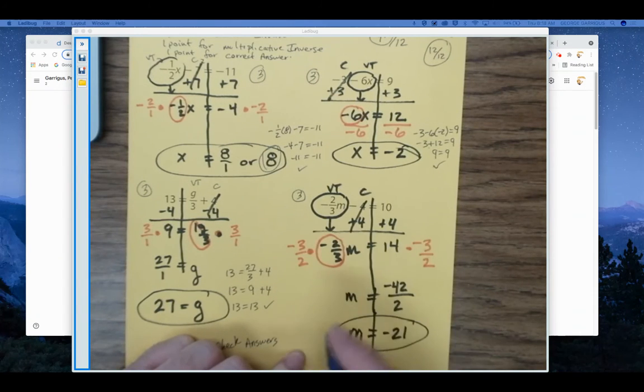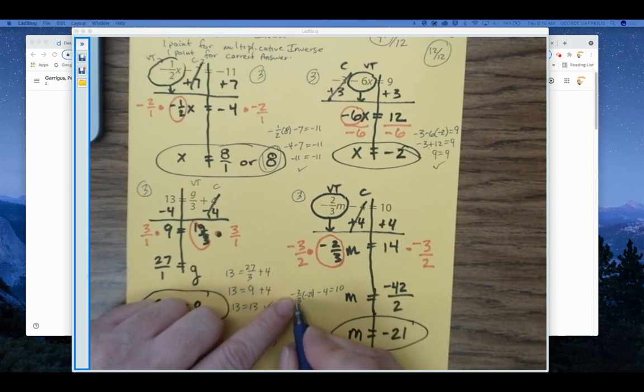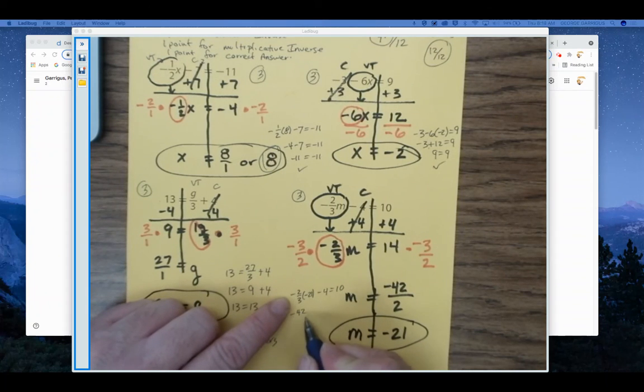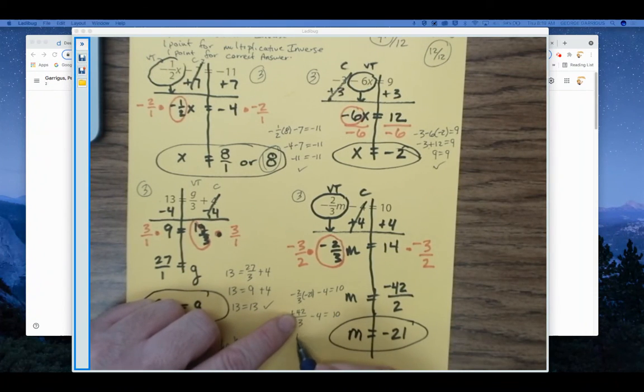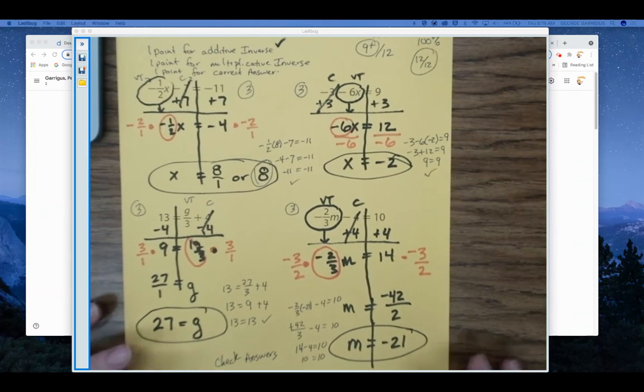Okay, a little more difficult here. -2/3 times -21 minus 4 equals 10. That's -42. Oh no, +42 over 3 minus 4 equals 10. That divides, becomes 14 minus 4 equals 10. 10 equals 10. So hopefully after you've done this and you take the retake, you're going to get 100%. I'm confident you are going to be successful.